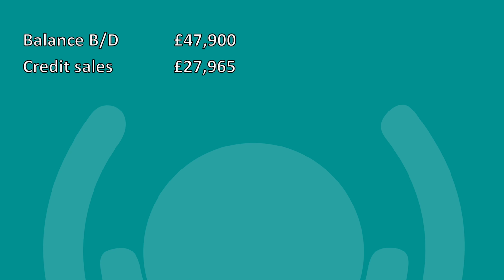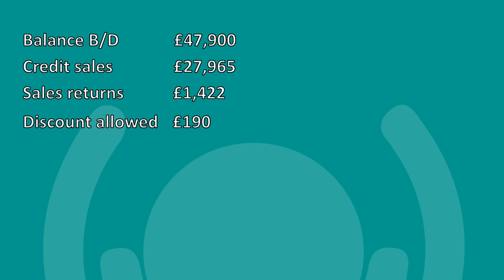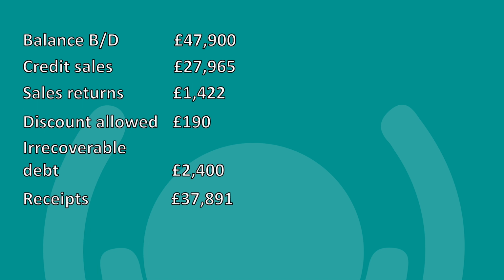You've been given the following transactions and have been asked to prepare the Receivables Ledger Control account and enter the balance carried down at the end of the month. The balance brought down is 47,900, credit sales 27,965, sales returns 1,422, discounts allowed 190, irrecoverable debt 2,400 and receipts from customers 37,891. Let's first draw up our T account and then work through each of the transactions.